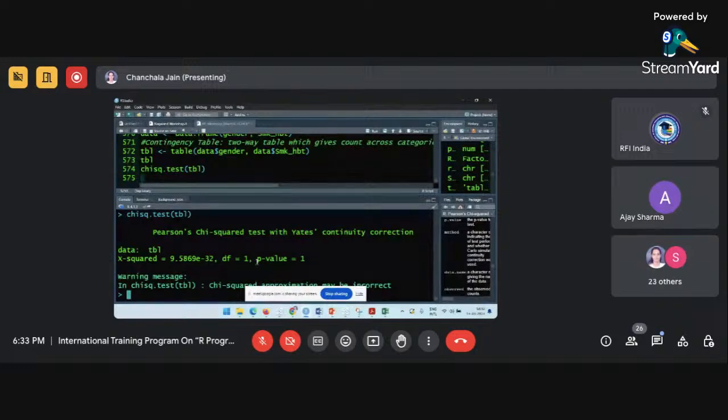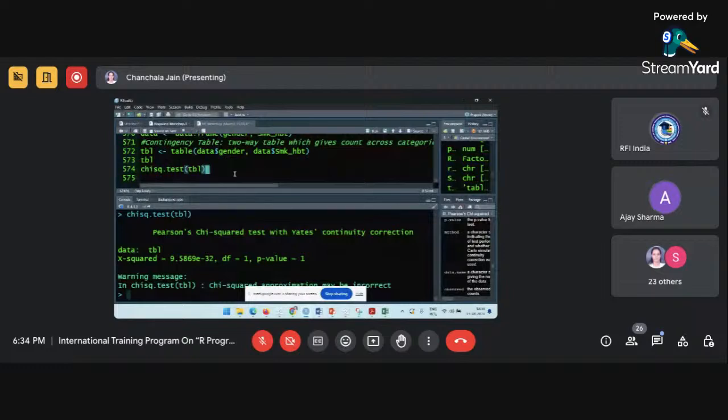You need to see the p-value. The p-value is greater than 0.05, the same thing that we did. So that way you hold your null hypothesis. We are concluding that the smoking habit is independent of gender, or there is no association between smoking habit and gender.